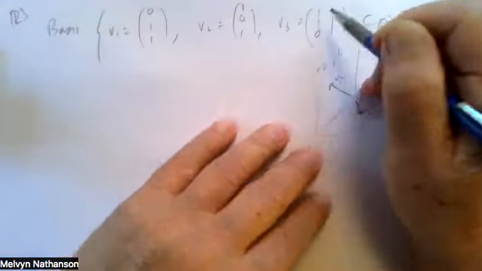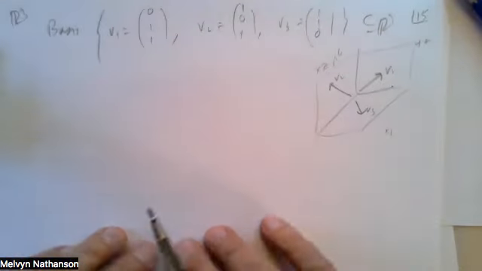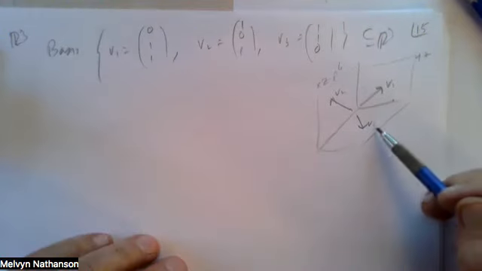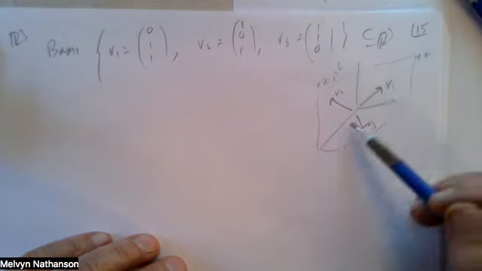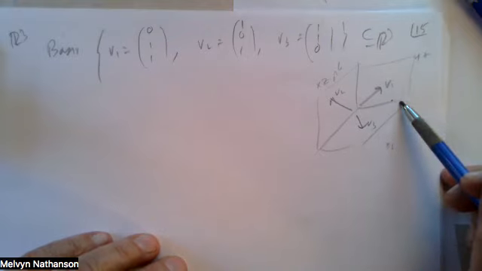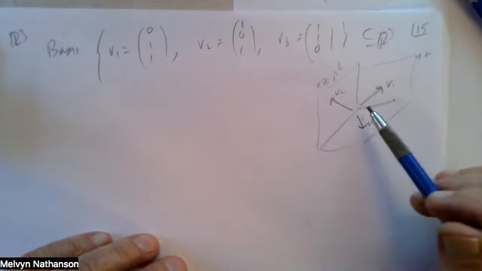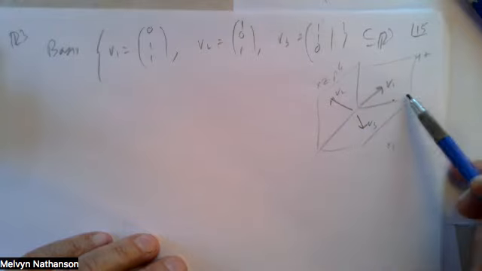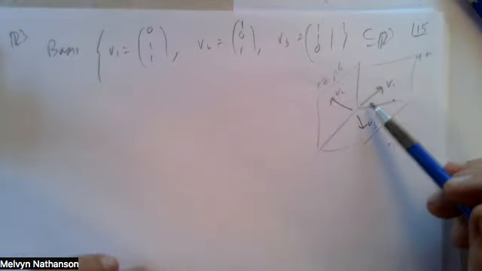V3 is 1, 1, 0. This is the vector V3 in the XY plane. This is the plane where the Z coordinate is 0. This is the plane where the X coordinate is 0. This is the plane where the Y coordinate is 0. So I have these three vectors in R3.